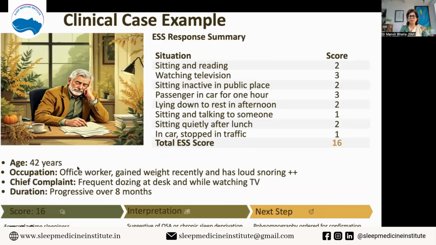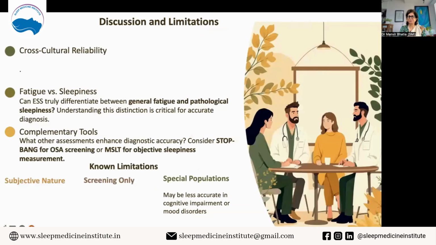So let's take this example. Suppose a 42-year-old gentleman comes to you. He says, yes, I've gained weight and I'm snoring. I'm frequently dozing off at work and while watching TV. This is the questionnaire that he fills in. Sitting and reading, the score is 2. Watching television, 2. Sitting inactive, 2. Passenger in a car for 1 hour, definitely will doze off. Lying down to rest, 2. Sitting and talking, maybe occasionally. And this score comes out to be 16, which definitely indicates sleepiness, and we should then proceed with the sleep study.